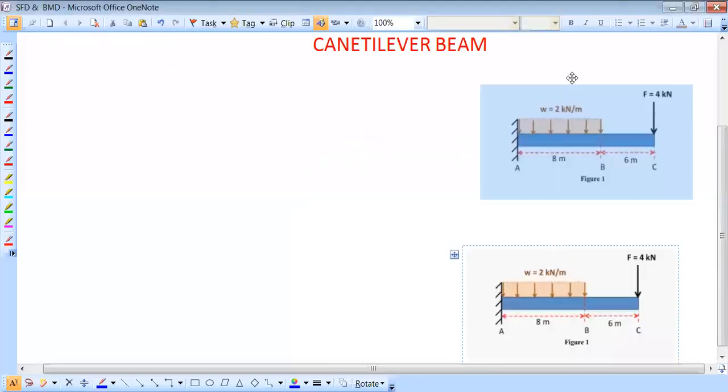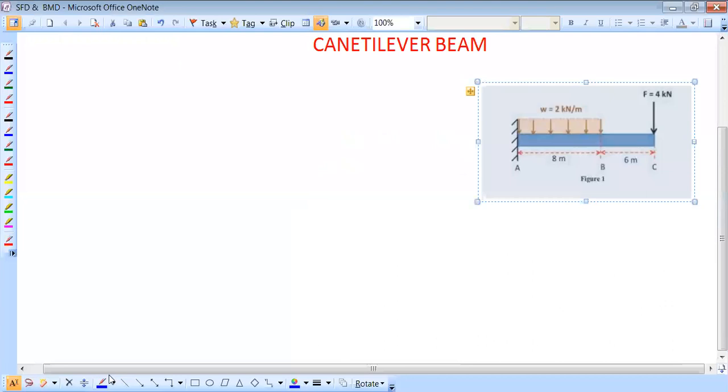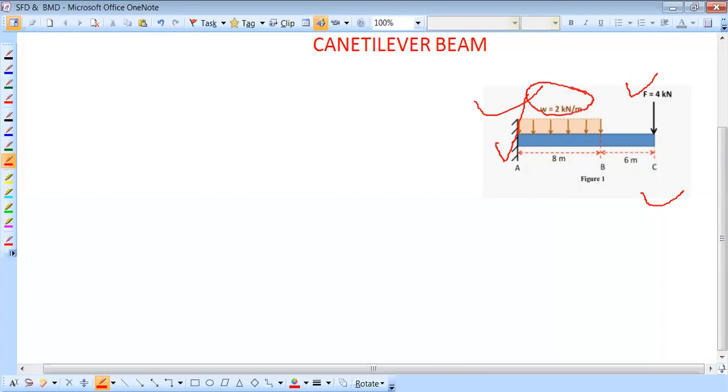Here we can see that it is a cantilever beam because one end is fixed, and at the other end there is a load W of 4 kilonewtons acting in the downward direction at point C. The length of the beam is 8 plus 6, that means 14 meters. Then from A to B there is another load, a UDL of 2 kilonewton per meter. The total magnitude of the load is 2 into 8, that means 16 kilonewtons.